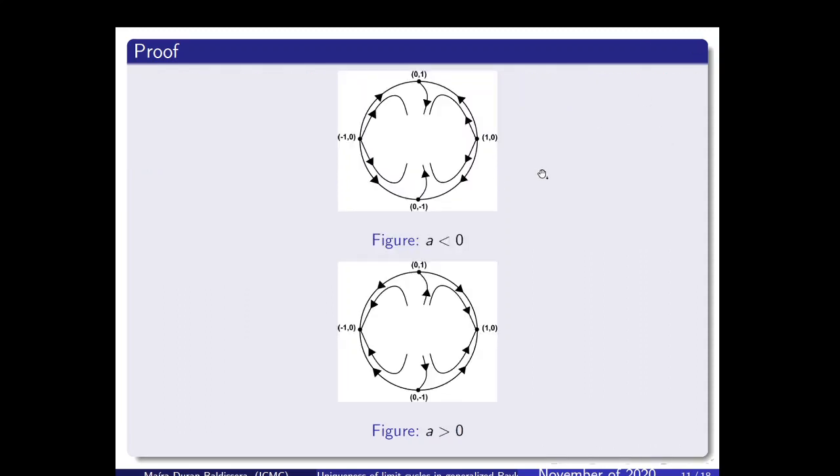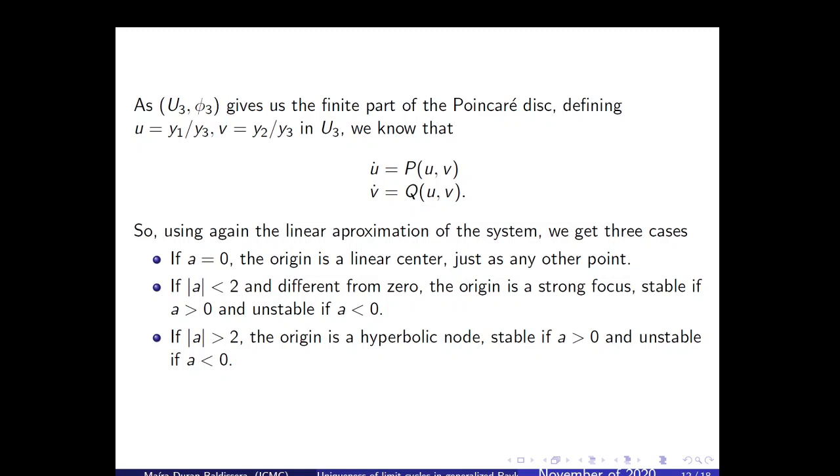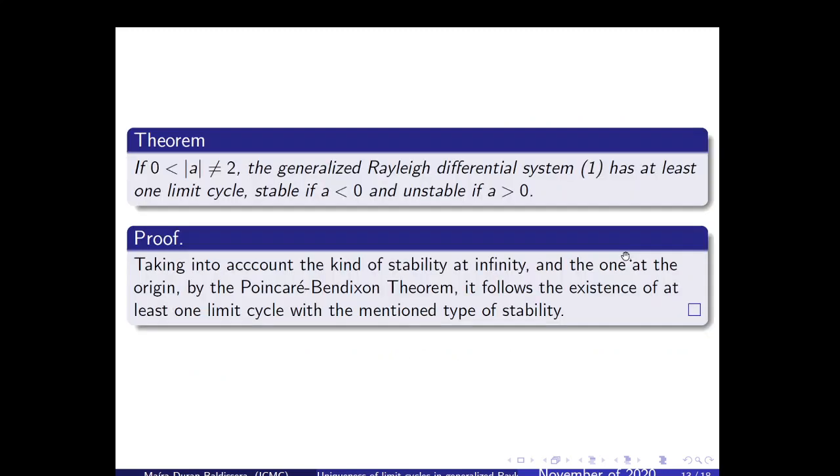Well, after we discover what happens in the infinity of the Poincaré disk, we have to study the finite part, and it's easier because the expression of the system is the same, and it has only a singularity that is hyperbolic. So we have that the origin is a linear center if A is 0. If the norm of A is different from 0 and less than 2, the origin is a strong focus, unstable if A is positive, and stable if A is negative. If the norm of A is more than 2, the origin is a hyperbolic node, unstable if A is positive, and stable if A is negative.